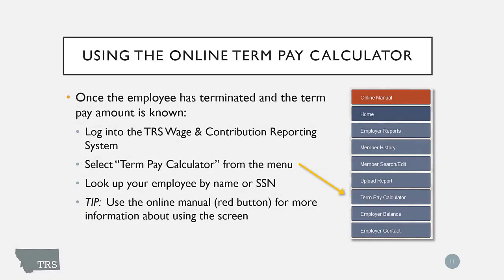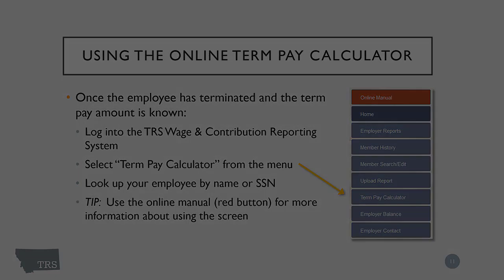Okay, using the online term pay calculator, once the employee has terminated and the term pay amount is known, you need to log into the TRS wage and contribution reporting system. And off to the left-hand side, you'll see a bunch of buttons, and you'll go to the term pay calculator button and click on there, and you'll look up your employee by their name or by their social security number. And if you get stuck or feel a little bit lost, at the top there's the red button for the online manual, and that should be able to help you through what you need help with.